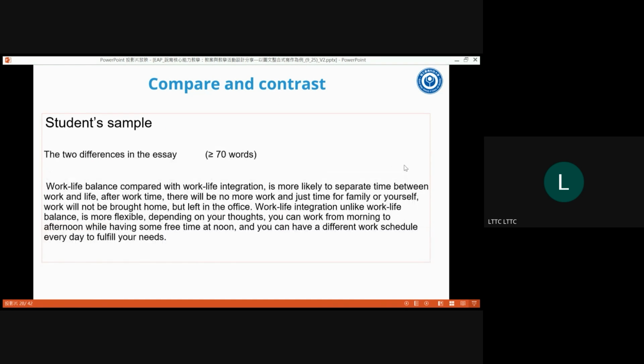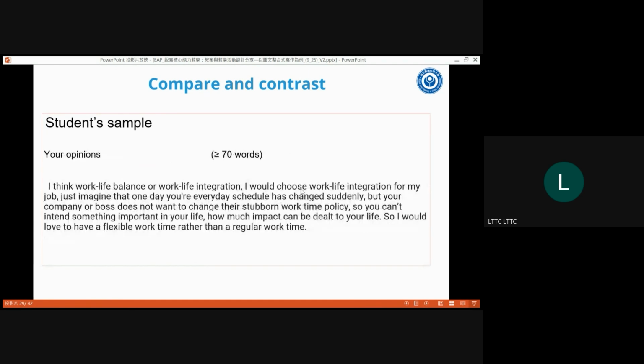And also the 2 differences. Work-life balance compared with work-life integration is more likely to separate time between work and life. Of course there are some grammatical errors, and this is about the differences. And also the last part is about their opinion. After they read the essay or double check the charts, they have to write their opinions.